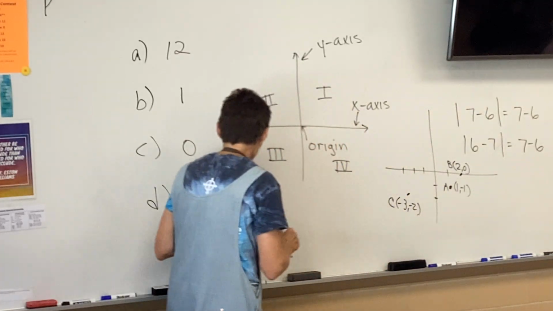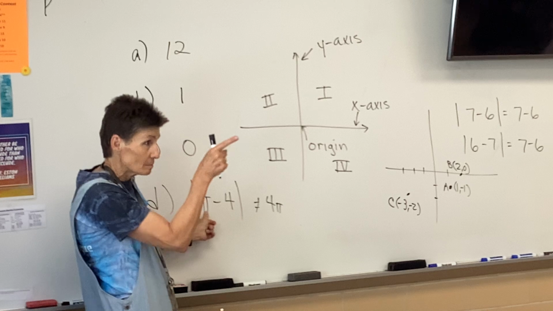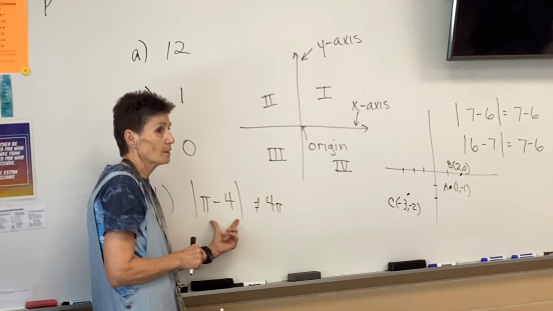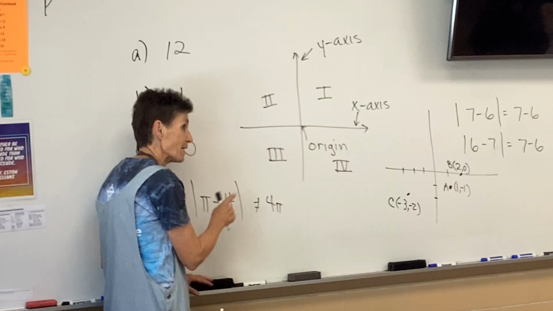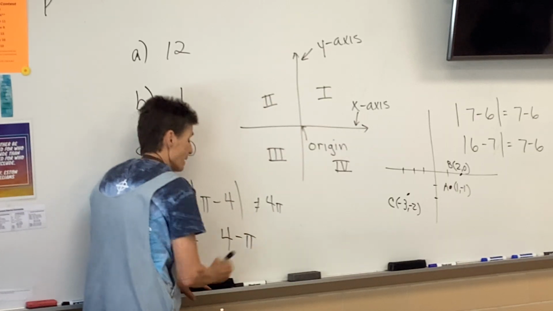So let's look at our problem. What's pi? Okay, so which one's bigger? 4. So if you did that subtraction, it would be negative, right? The answer is 4 minus pi.